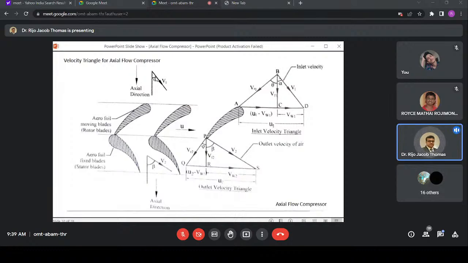And that is hitting at an angle alpha with the axial direction. So it hits in the axial direction, but the blade is moving at U1 at this end. So it is moving like this, and you have a resultant VR1. This V1 is split into VF1 and VW1. And that will be gliding over this aerofoil, and it will be going out with VR2, which you will get here.